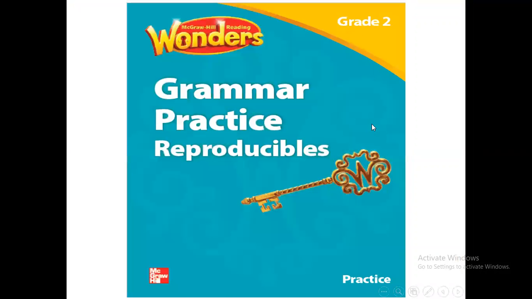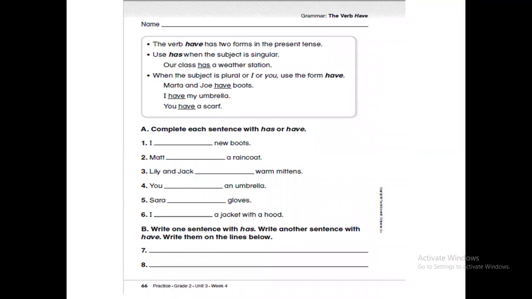Now, get your grammar book, open page number 66. Let's start to solve. The verb have has two forms in the present tense. What are they? They are have and has. We will use has when the subject is singular, like what? He, she, it, or a singular noun. When the subject is plural, or I or you, use the form have of the verb.